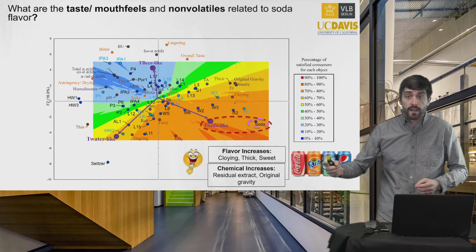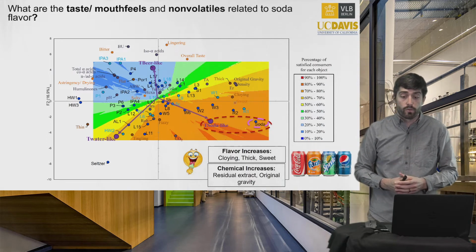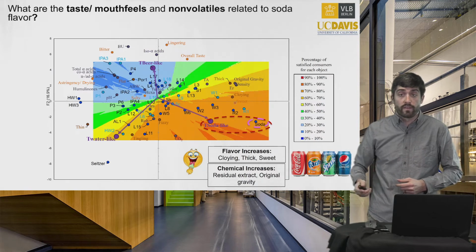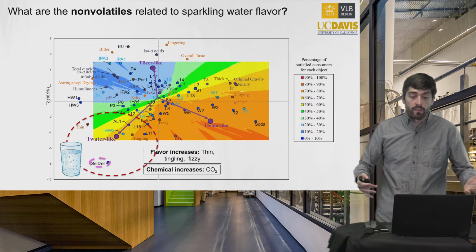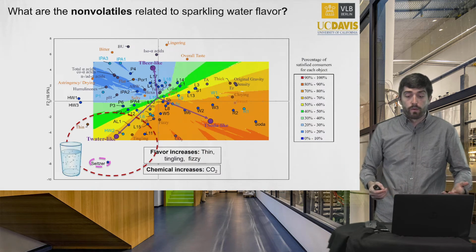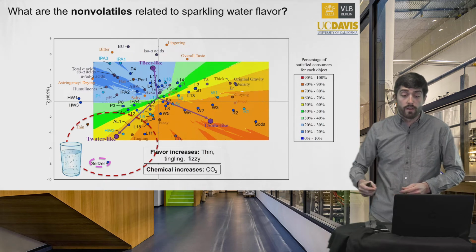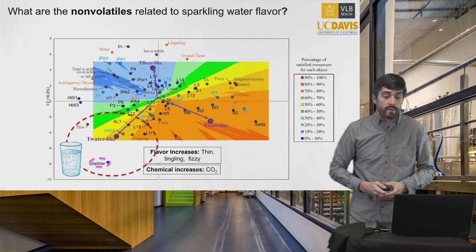Not surprisingly, the most sweet NABs with the higher residual extracts were perceived to be more soda-like. And you can see that, again, the soda control sits in that space. The attributes related to more sparkling water were more tingling, fizzy, which was driven by high CO2 concentrations. And you can see that seltzer, commercial seltzer, sits in that space.